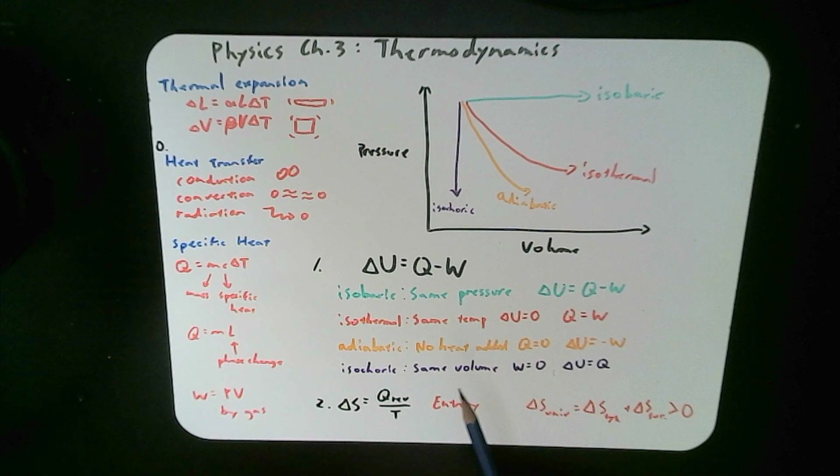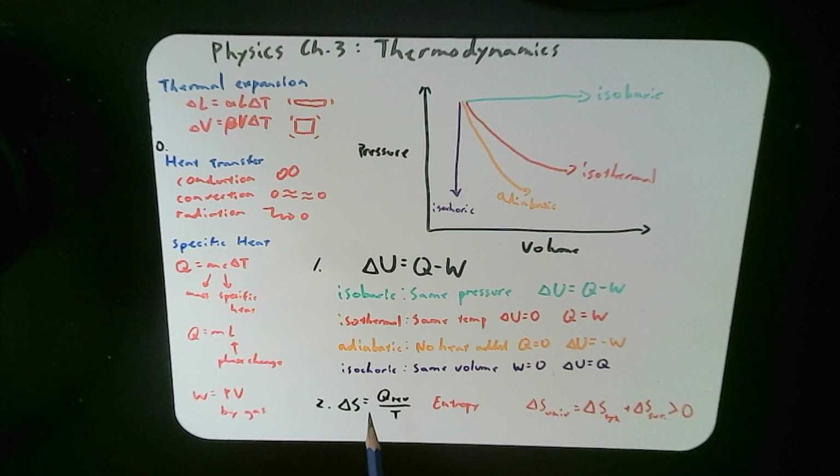Adiabatic means that no heat is added, so Q equals 0. So what that means is the overall temperature gain will just be whatever the work has been done by the gas. Perhaps the gas is doing some work expanding, then that will mean that the overall temperature change will go down because it's negative.